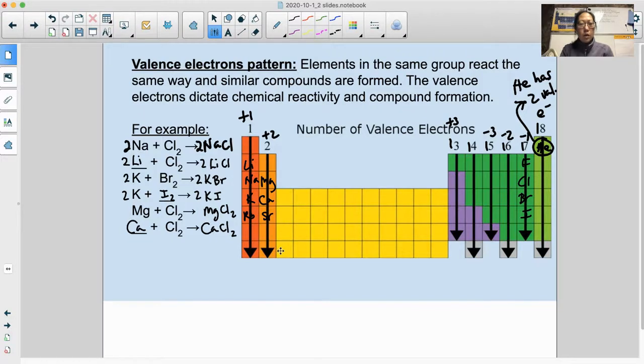Okay, so that ends 1.8, and hopefully this sort of pattern will help you, and we will definitely talk a lot more about compound formation and forming molecules in Unit 2. Okay, that's it.